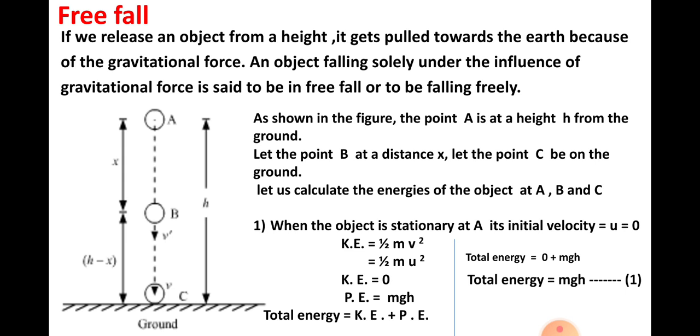So total energy is kinetic energy plus potential energy. Putting the values, kinetic energy 0 and potential energy mgh, total energy is equal to mgh. Here we get equation number 1.